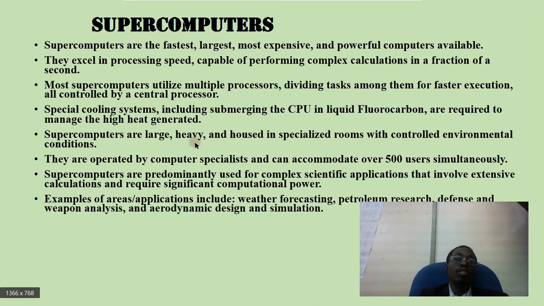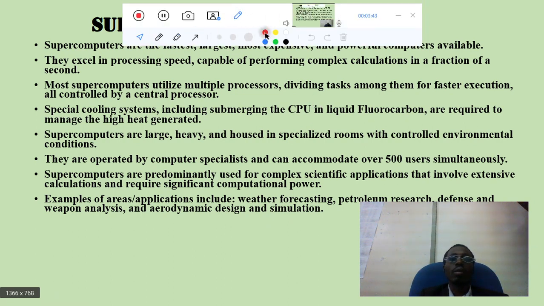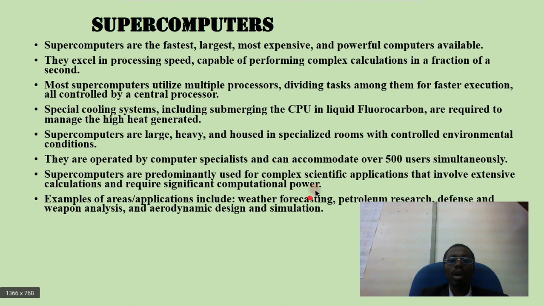Now, examples of areas where these supercomputers are applicable. In most examinations, apart from looking at all the characteristics that we have looked at, you will also be asked to state areas where these supercomputers are being applied. So one of them is weather forecasting. And I know that most of you have visited weather meteorological centers, and you are able to identify so many areas where you've seen this type of computers being used and also other functions. Number two, we have petroleum research, like pipeline areas and so on.